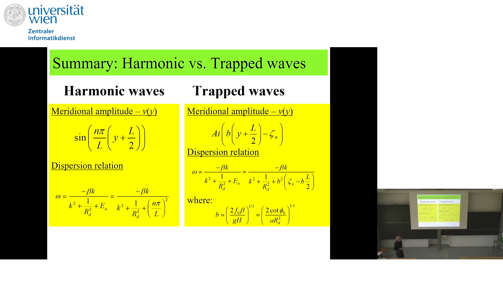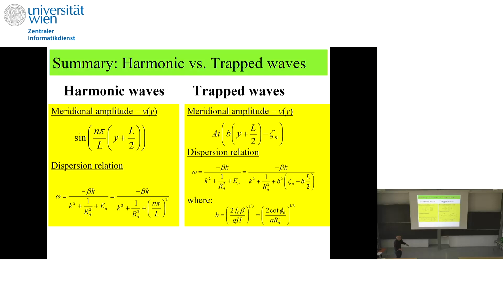and I think that's going to end today's lecture. When we do harmonic waves, then the solutions are sine of n pi over L times y, something that vanishes at the two channel walls. And the dispersion relation for Rossby waves is this.